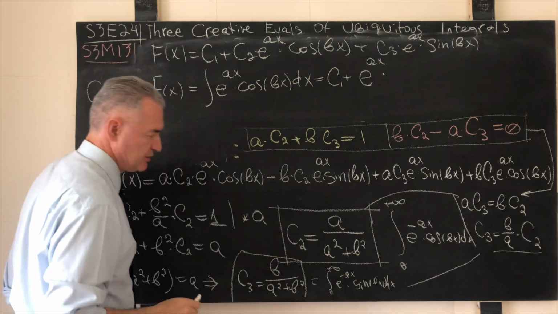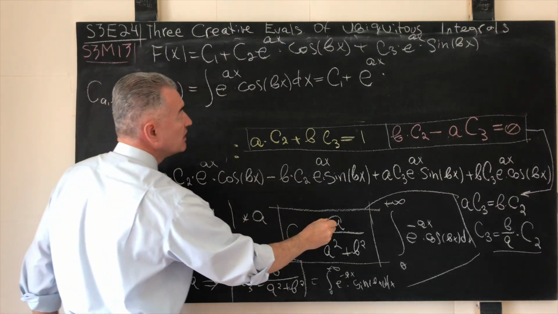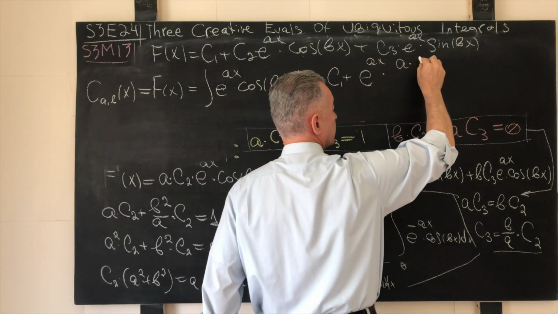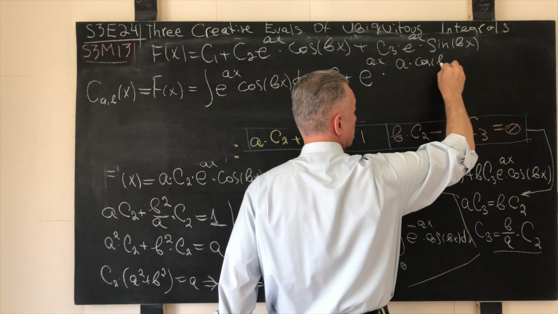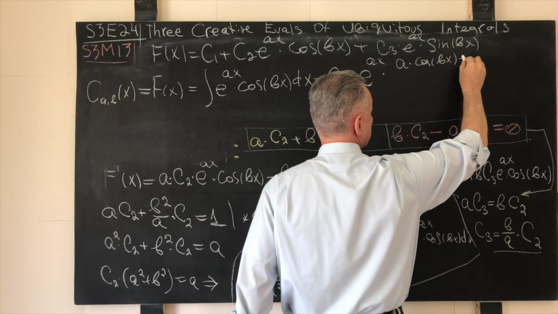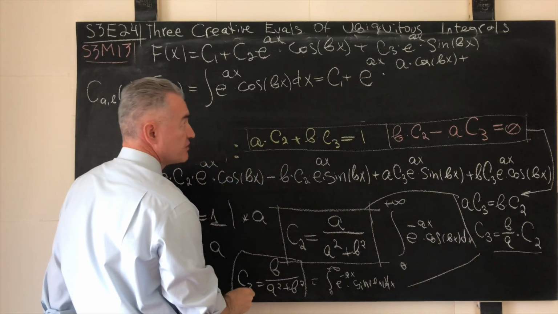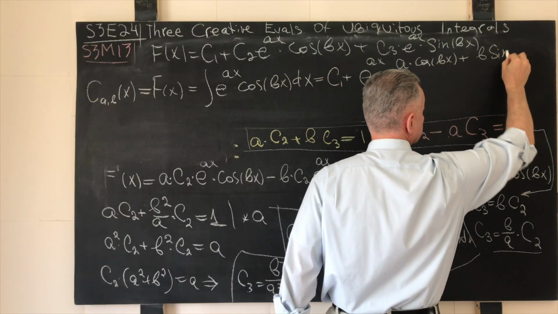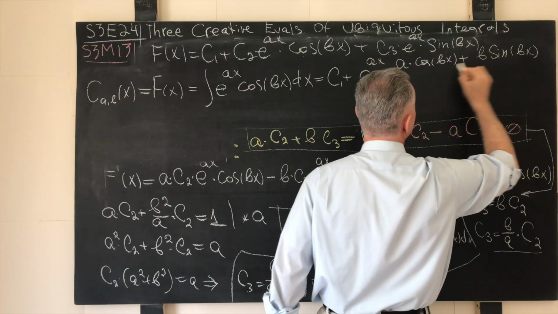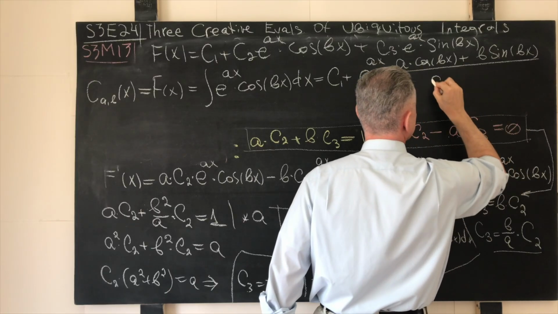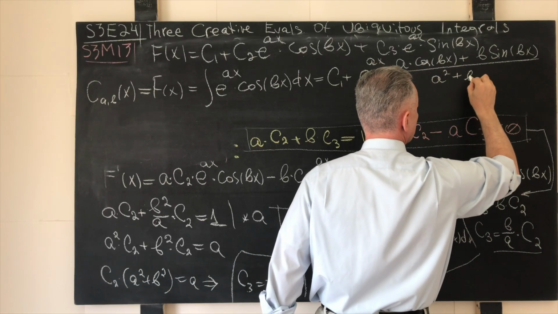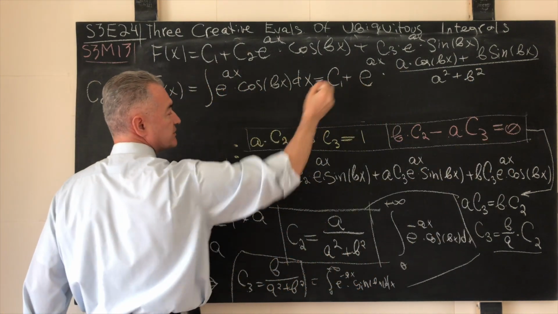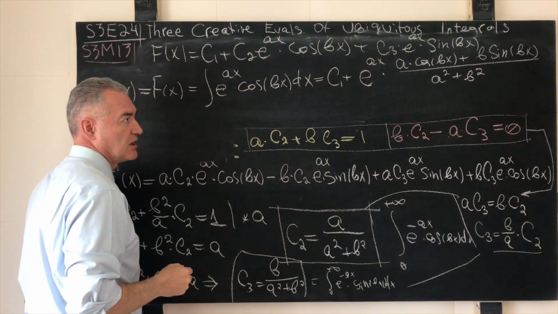But this time we just need to be careful about C2. A is bound to the trigonometric function of cosine. A times cosine bx plus, what is the constant C3? C3 is bound to the sine, so b sine bx, divided by the sum of squares. And voila, we have our constant of integration.